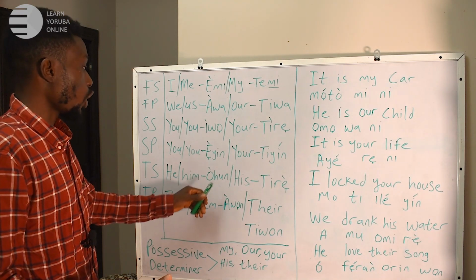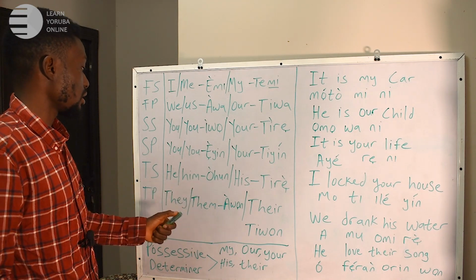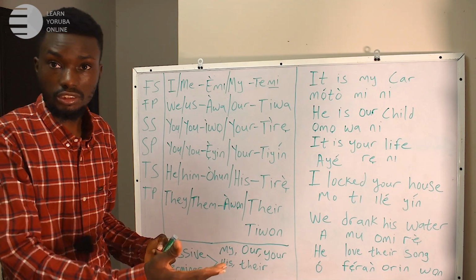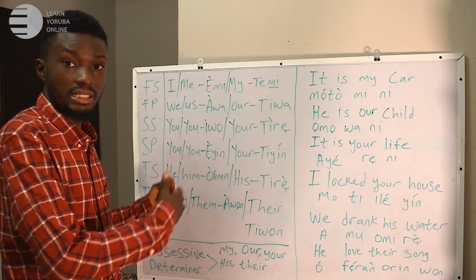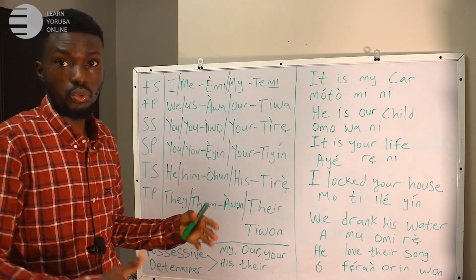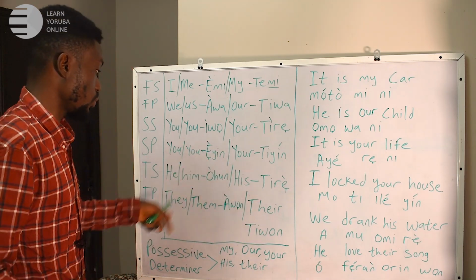And then in the object position, I explained that it's just an extension of the vowel of the preceding verb. So you may want to check the video to understand the examples that I gave. I don't want to go deep into that.